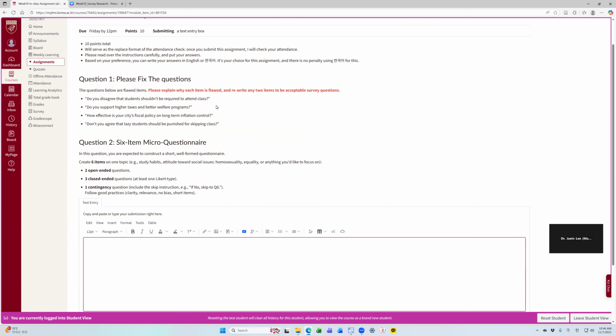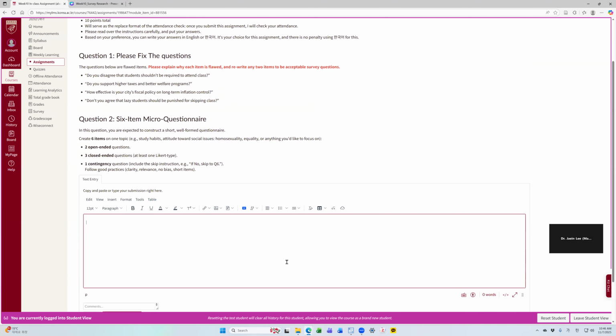So this is why we call it a double-barreled question. You'd rather make a much simpler one. So, do you agree that students should be required to attend class? Or do you disagree that students should be required to attend class? The meaning is different, but it should be one line.